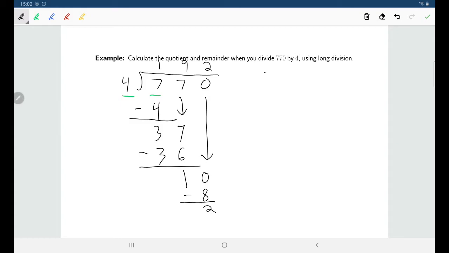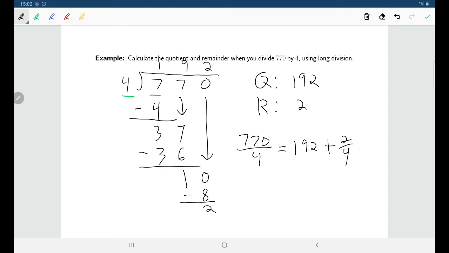We have that our quotient is 192, and that our remainder is that last amount that's left over, that amount of 2. So if we wanted to use what we said on the previous slide, we could say that 770 divided by 4 is our quotient plus our remainder over our divisor, or 192.5.